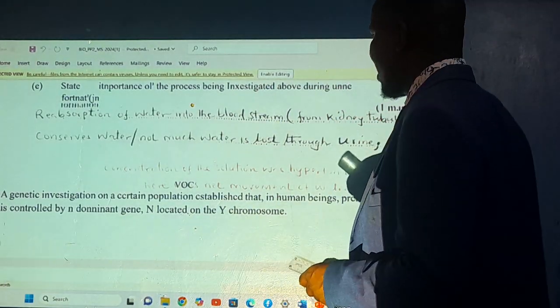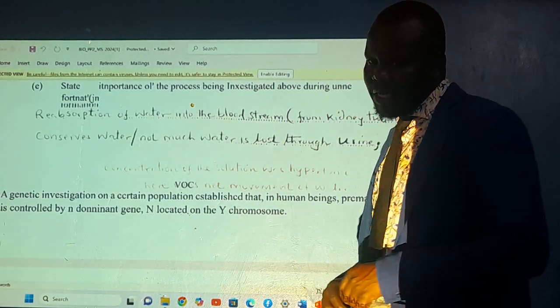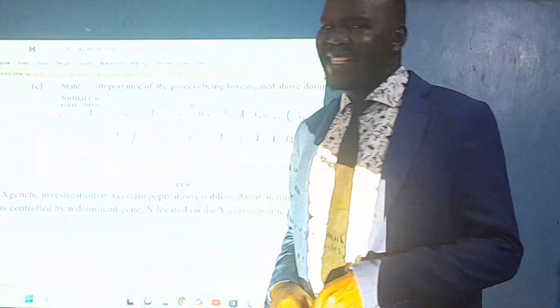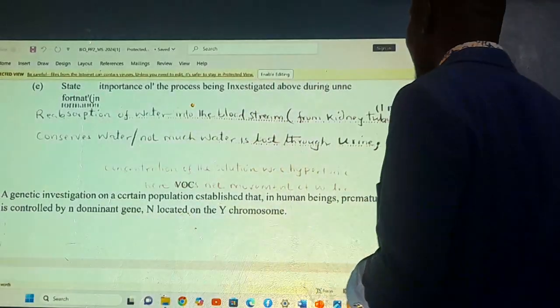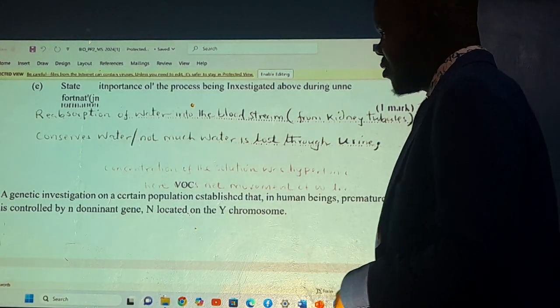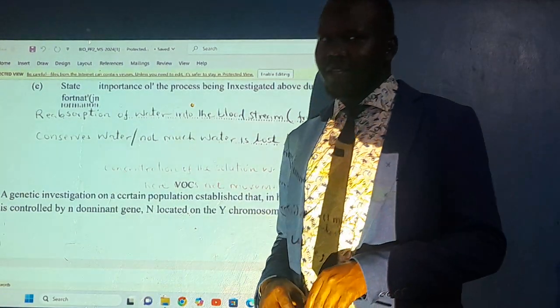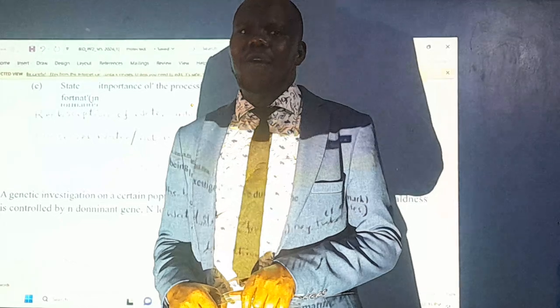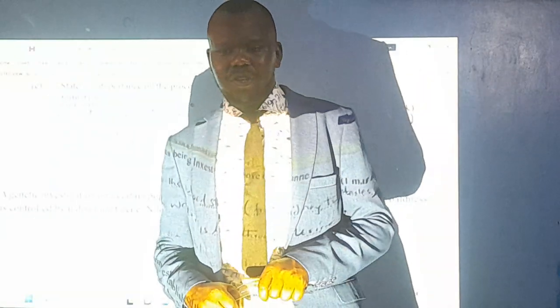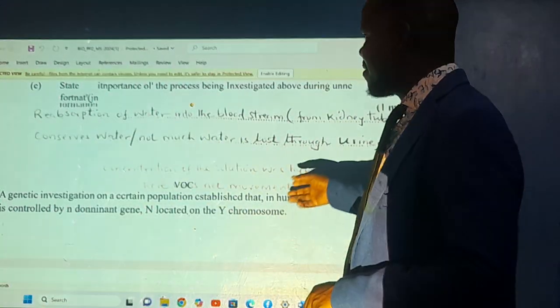We are done with that. That was question number 2. We are done with our 16 marks, that is 8-8. Let's go to number 3. It's a genetic question. So students, you should understand this one. Since the year 2000 to date, a genetic question has never missed. So that should be an area of strength. You should put more strength on this area.